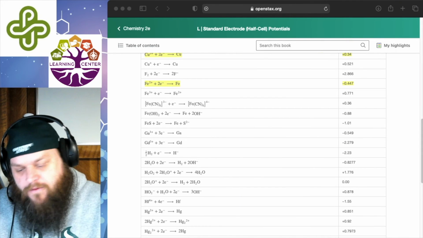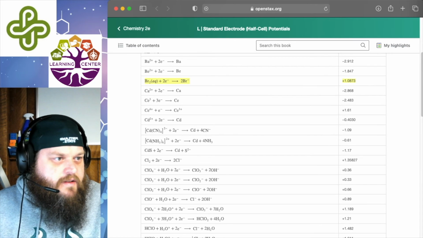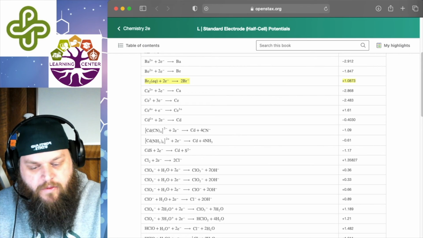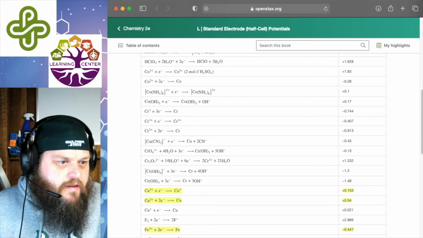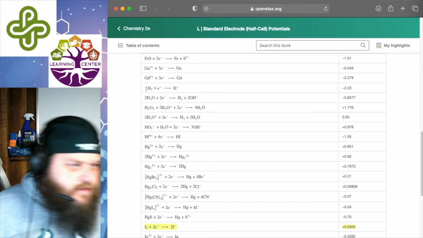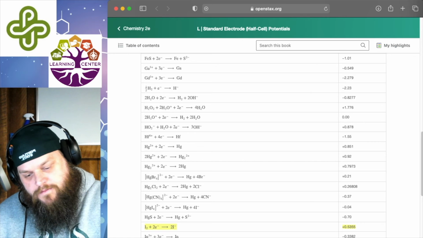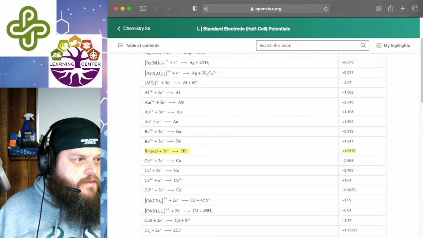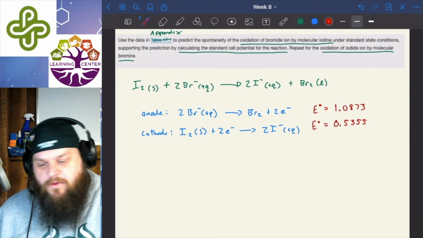Switching back, I want to look for bromine first. There it is, 1.0873. Scrolling down to iodide. There we are. That's 0.5355. And they're both positive. So I just wrote those there.